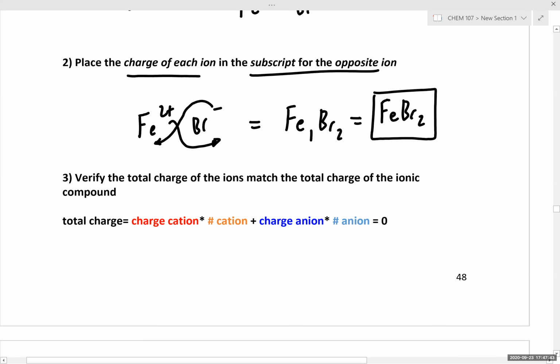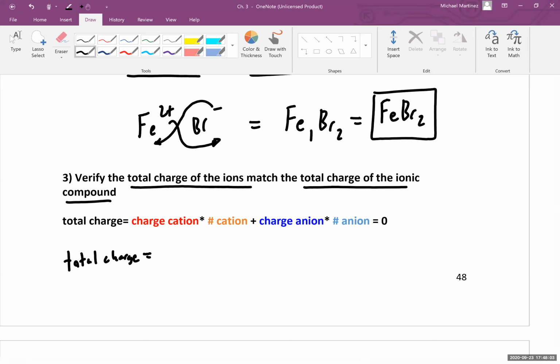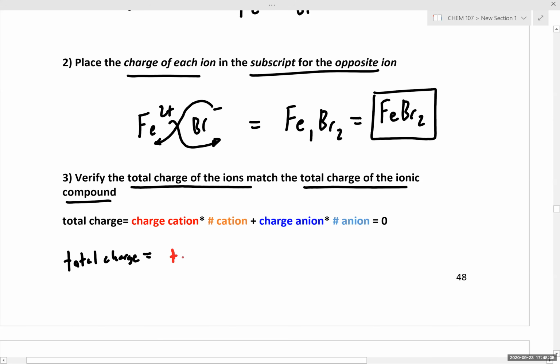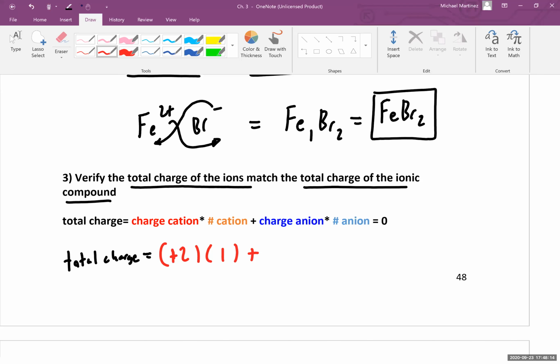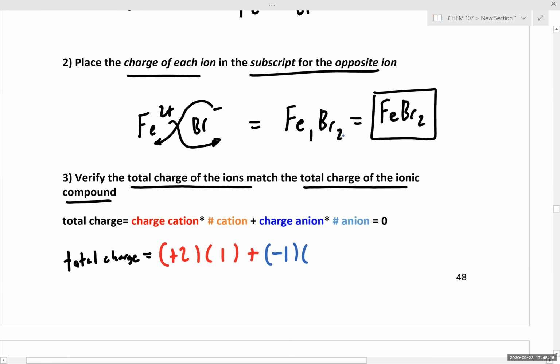So we're going to verify that the total charge of the ions match the total charge of the ionic compound. So for example, if we're looking at iron 2 bromide, we will look at our total charge, which is the charge of our cation, which is iron, is +2. We have one iron atom, one iron ion. The charge of our anion is -1, and our number of anions is 2. That in turn gives us a total charge of 0.